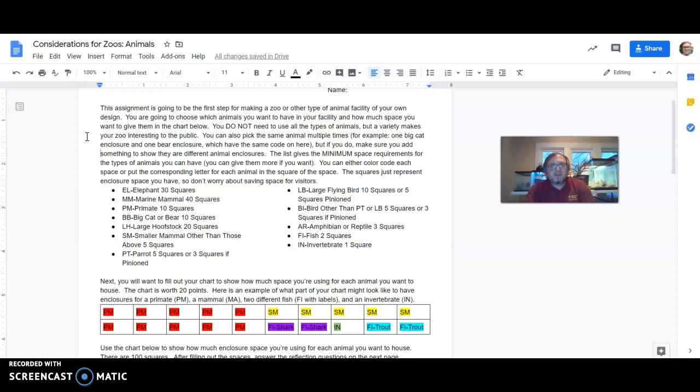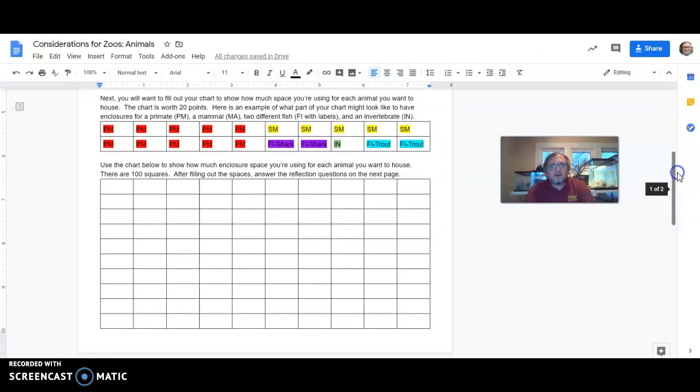You can either color code each space or put the corresponding letters for each animal in the square of the space. The squares just represent enclosure space that you have, so don't worry about space for visitors. You don't leave anything blank. Make sure that all 100 of your squares are filled up here.